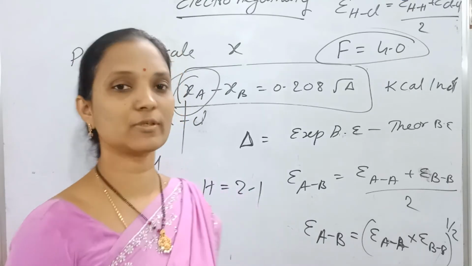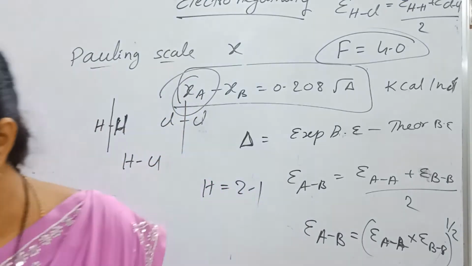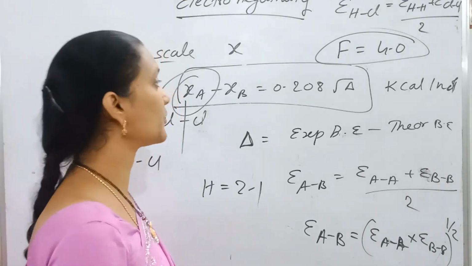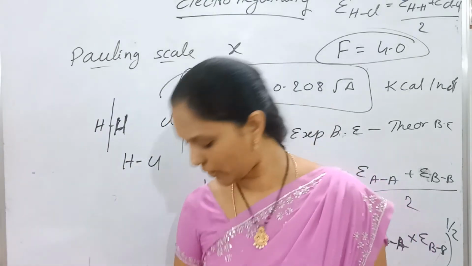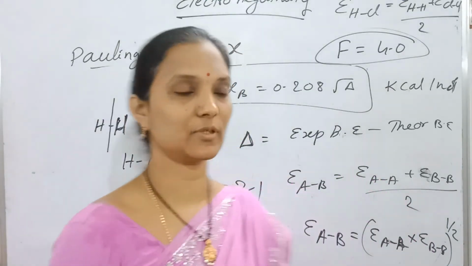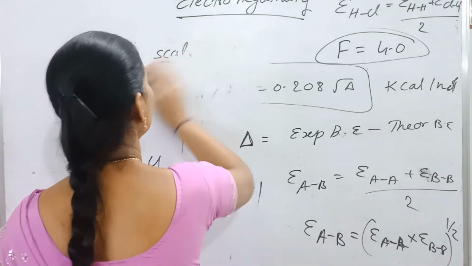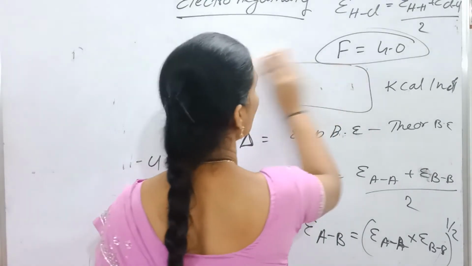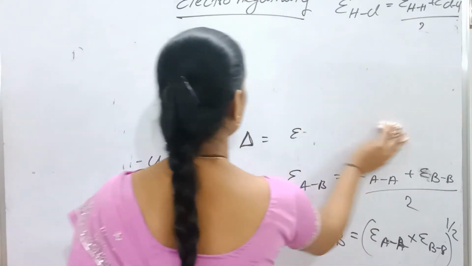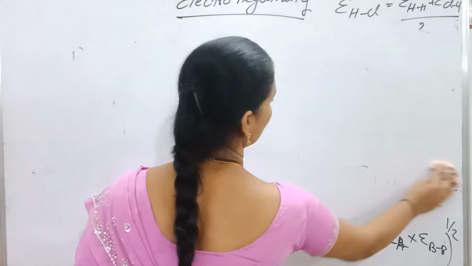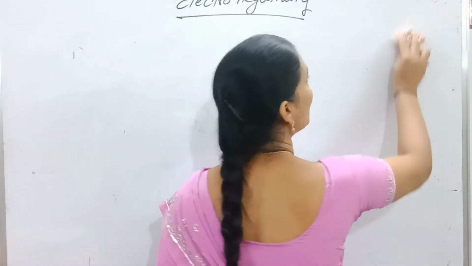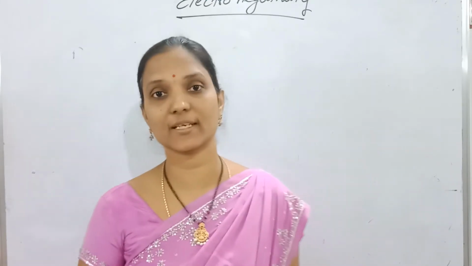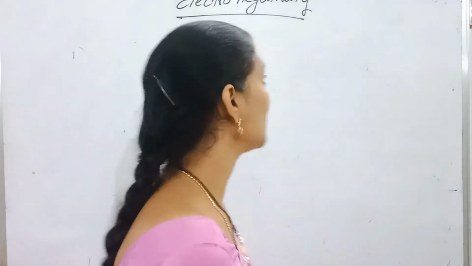This is the formula used to calculate electronegativity of elements in Pauling scale. XA minus XB is equal to 0.208 root delta. That is chi A, chi B, not X. So next one. Mulliken scale, not Millikan. Millikan oil drop experiment is used to find the charge of the electron. This is Mulliken scale.